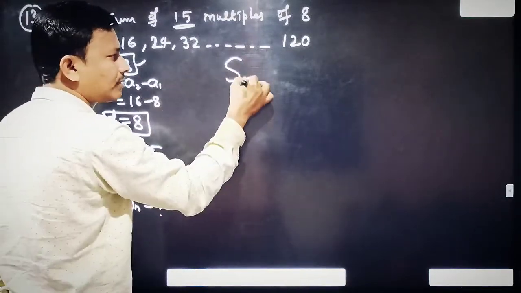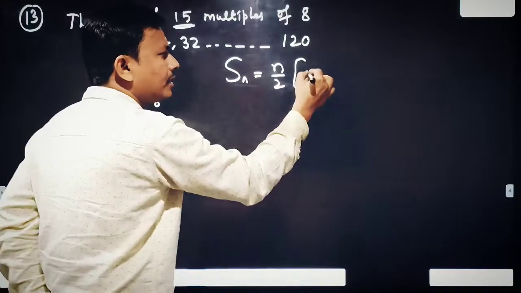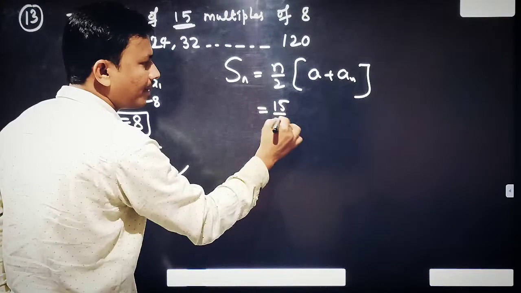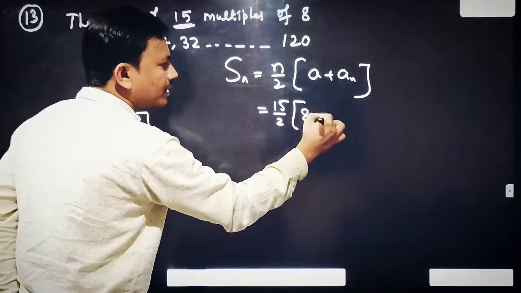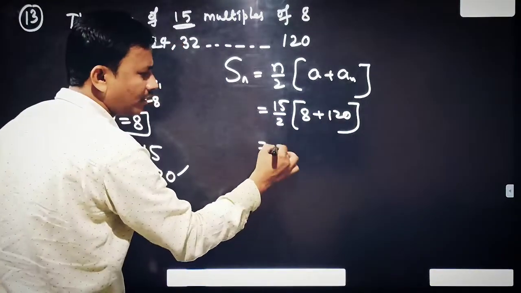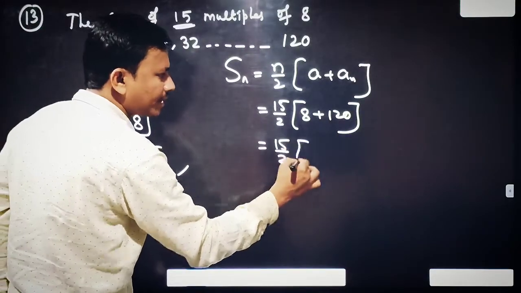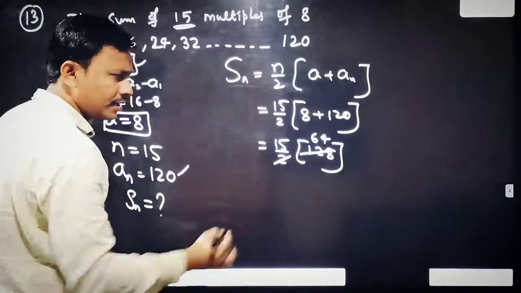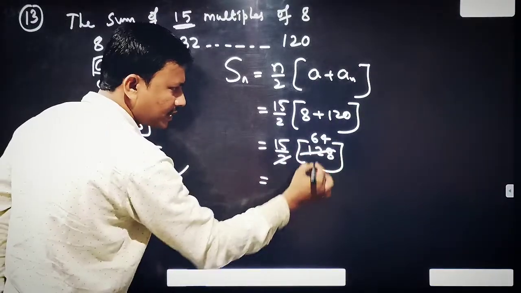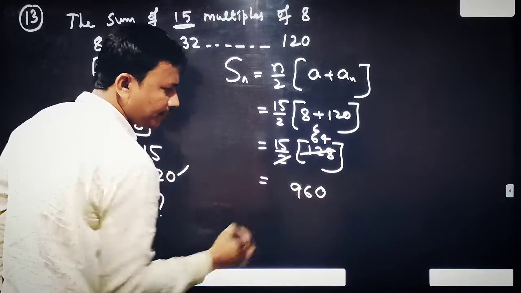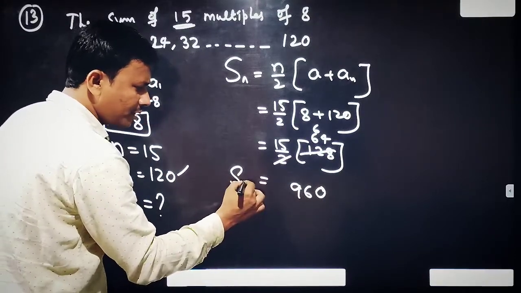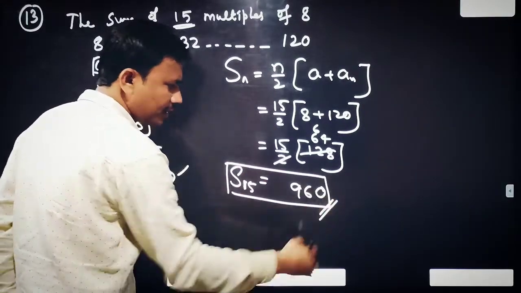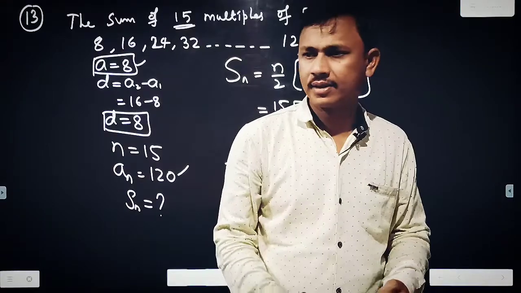Sn is equal to n by 2 in bracket a plus an. What is the n value? 15 divided by 2 in bracket 8 plus 120. This is equal to 15 divided by 2 in bracket 128. 2 ones are 2, 2 6s are, 2 4s are 64. This is equal to 15 4s are 60, 15 6s are 90, 90 plus 6, 96. Therefore, the sum of first 15 terms which are multiples of 8 is 960.